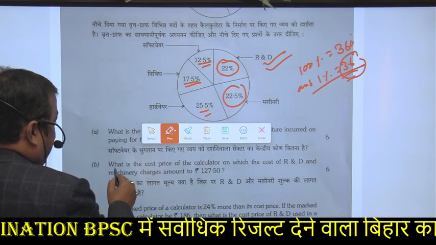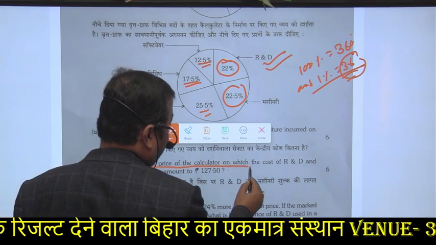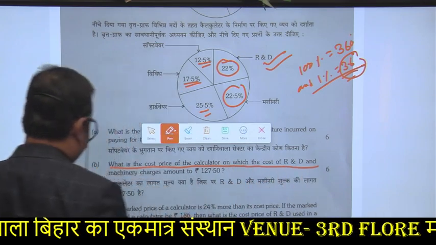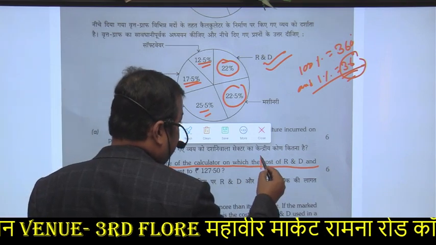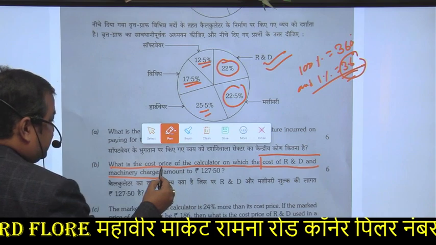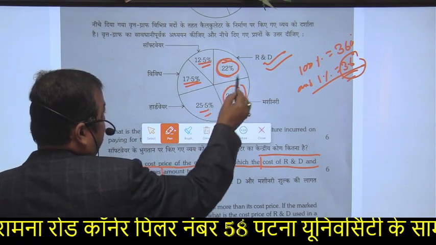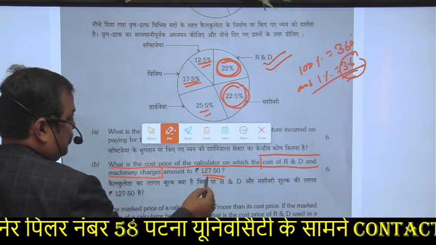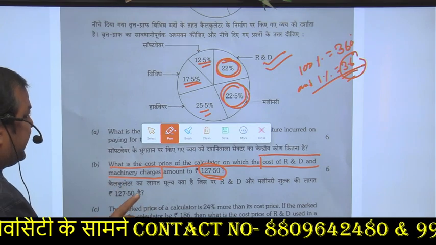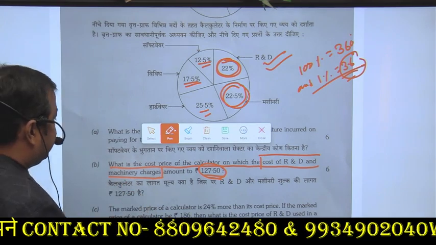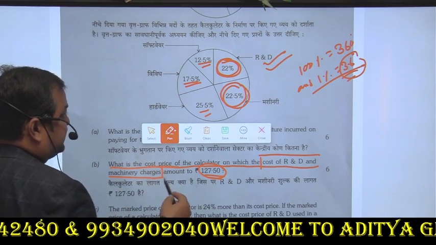Second part, what is the cost price of the calculator on which the cost of R&D and machinery charge together available. So first of all, this part plus this part equals to this value. First of all, we find 1%, then 100%. So what is the total cost of calculator is find out.